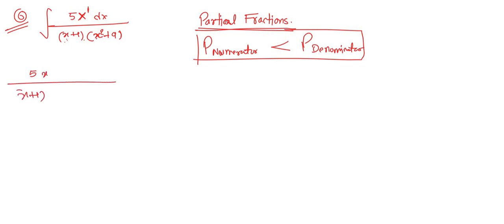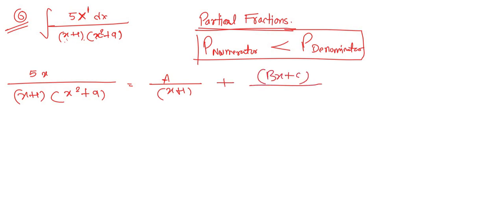5x by x plus 1, x square plus 9. So can I write A by x plus 1 and Bx plus C by x square plus 9. Okay, so whenever we have a square power, then we use two constants B and C. Single power then one constant A, and if square power then two constants.